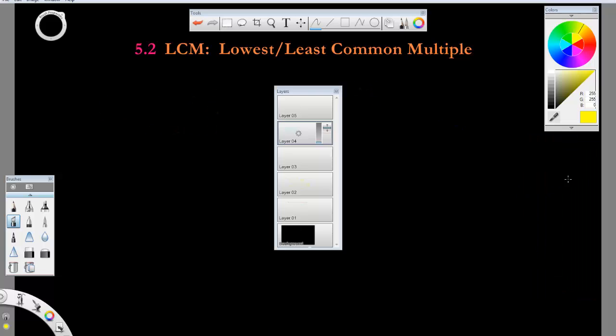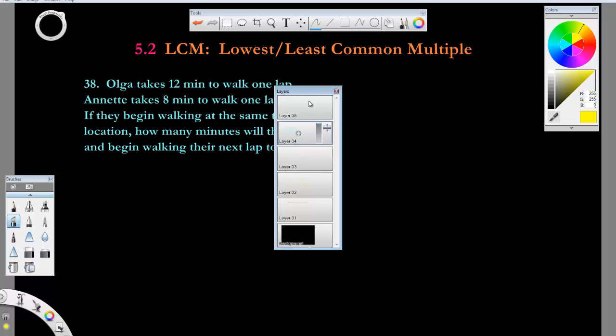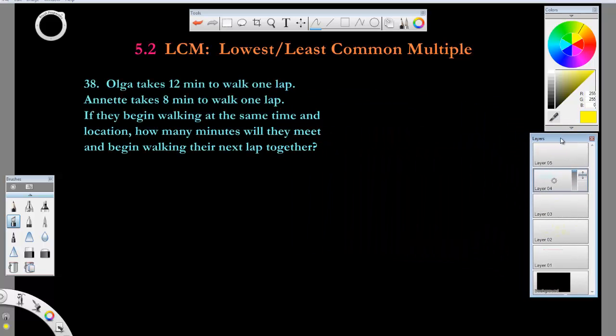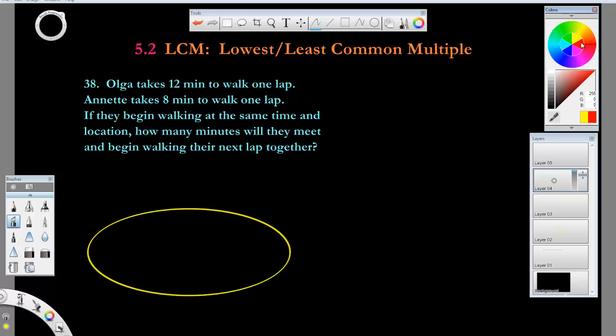And now the word problem. Yes, indeed, the word problem. Here it is. You got 2 walkers, Olga and Annette. And Olga takes 12 minutes to walk a lap, and Annette takes 8 minutes to walk a lap. Let's say this is their track here. All right. Bear with me. I'm about to draw here. So Olga will be red. And Annette will be blue.